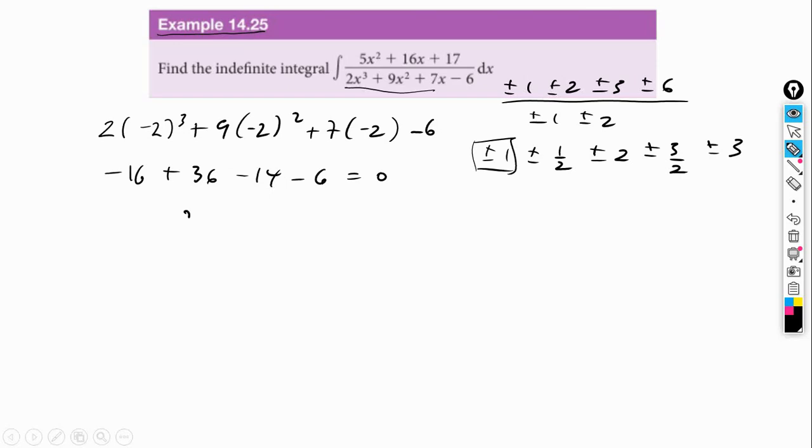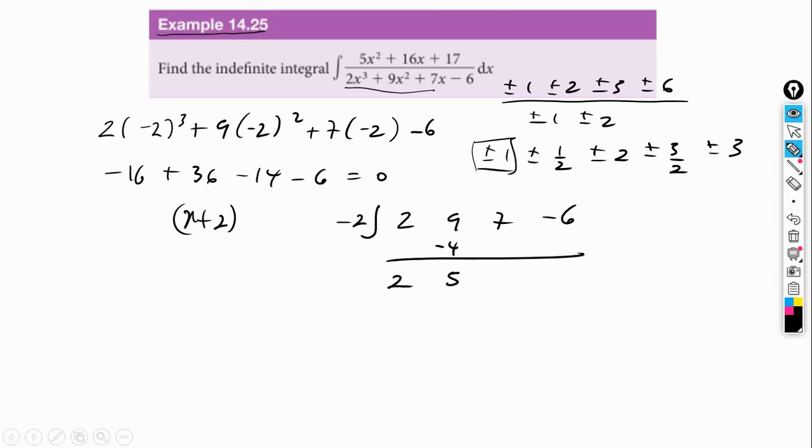In other words, x plus 2 would be a factor. Let's use synthetic division to find the other factors. So let's use negative 2 and then grab the coefficients from the original polynomial, which are 2, 9, 7, and minus 6. So we bring down 2, negative 4, add gives us 5, negative 10, add gives us negative 3. This is 6 and 0. So this means that this will then be 2x squared plus 5x minus 3.